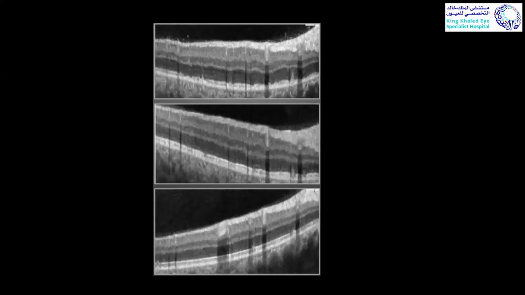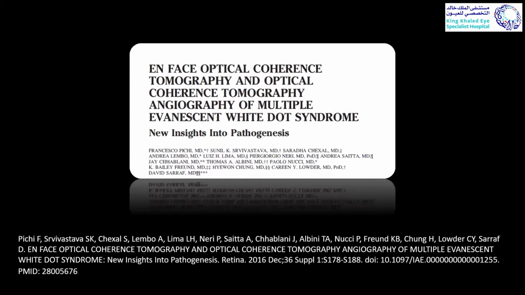And you can see from the OCT, the top one is during the acute stage, and it's very clear. You can see that the outer retina or the photoreceptor layer is affected. However, in the lowest picture, the photoreceptor layer starts to regenerate again. And this is the natural history of this disease.